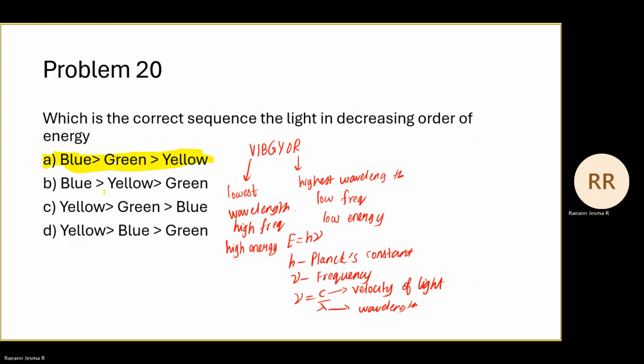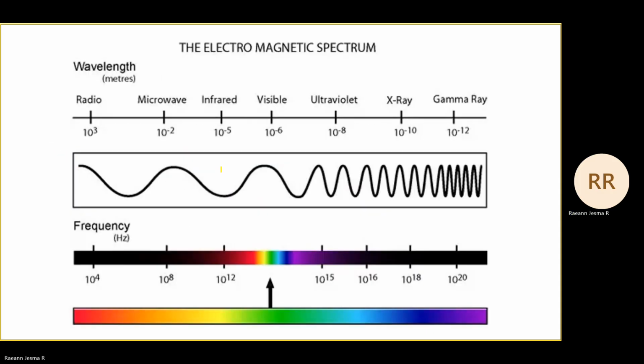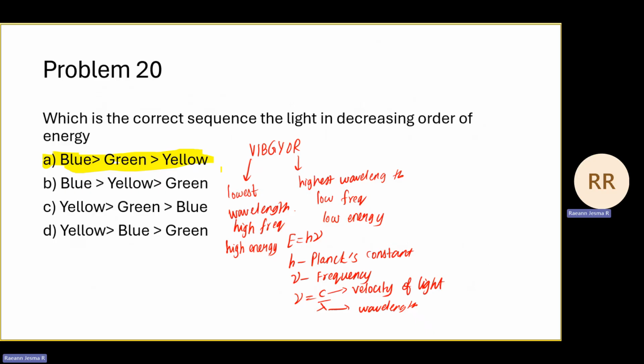Okay. So from that, we know the energy of the electromagnetic wave is E equal to h into nu, where nu is the frequency. So from that you can find out the energy of each wavelength of light, for each of the visible colors. So the correct answer is option A, blue greater than green greater than yellow.